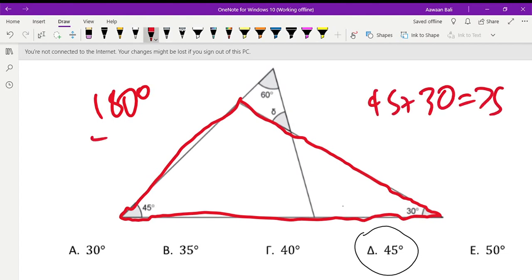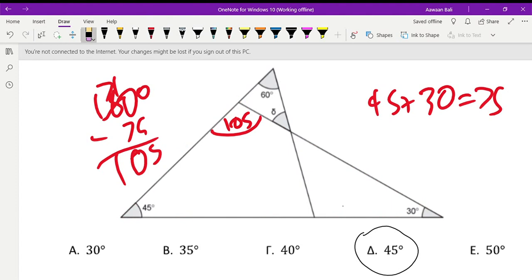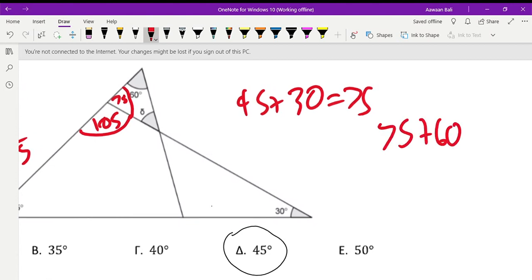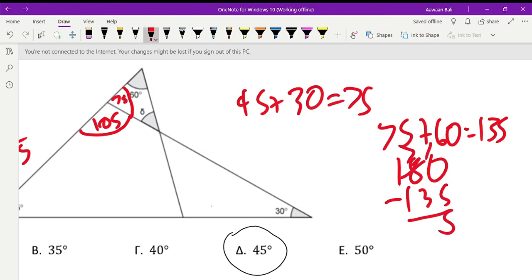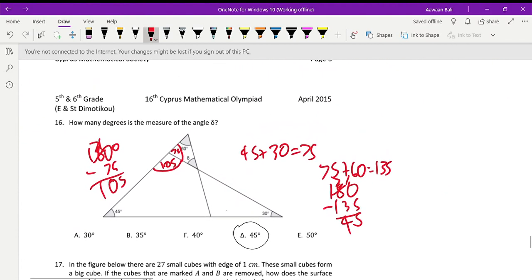So the sum of that so far is 75. Now we do 180 minus 75, which is 105. So we know this is 105. And basically, using linear equations again, since this is a straight line, we know that this is 75. Now we just do 75 plus 60, 135, and 180 minus 135 is, guess what, 45. So your answer is delta 45 degrees.